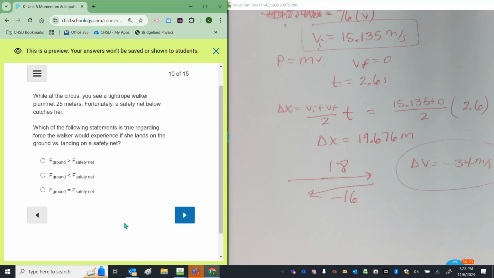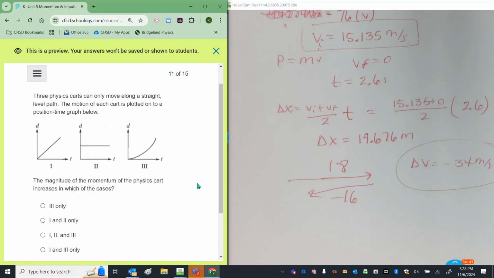You're going to experience more force hitting the ground because the time will be instant, whereas hitting a safety net, there's give to it. It's going to stretch with you. You're going to keep moving for a little bit longer, and so there's going to be more time and thus less force. So the ground will have more force than the safety net. Okay, that's that one. That's what you should have selected there.